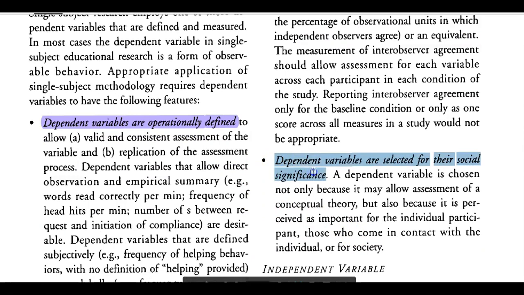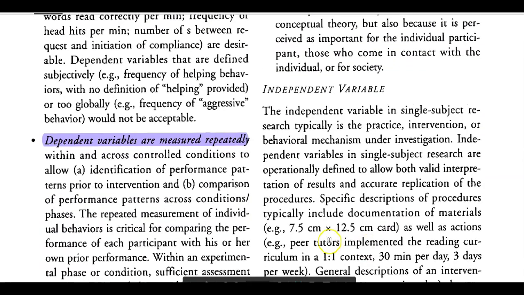And then, of course, it is important that they're selected for social significance. So that's that social validity piece. The independent variable is a very important factor to consider in the journal article.